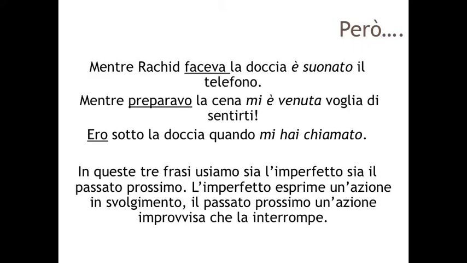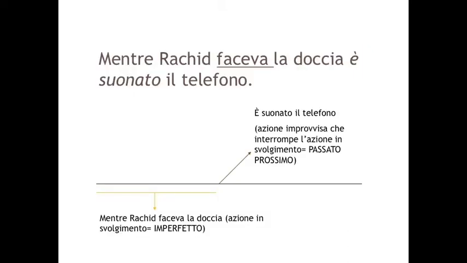However, in some sentences, we do have the combination of imperfetto and passato prossimo. You remember, passato prossimo is used when we are talking about an action which occurred in the past in a moment. While, as I was saying before, imperfetto means that we are talking about an action that had a duration in the past. In this case, we have 2 sentences combined.